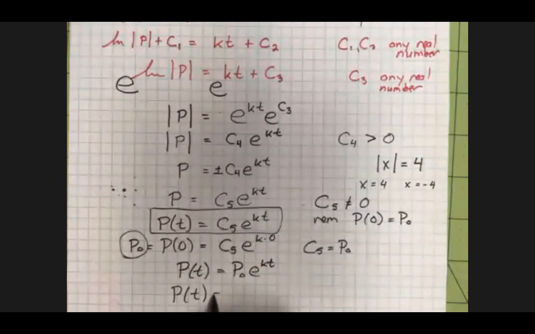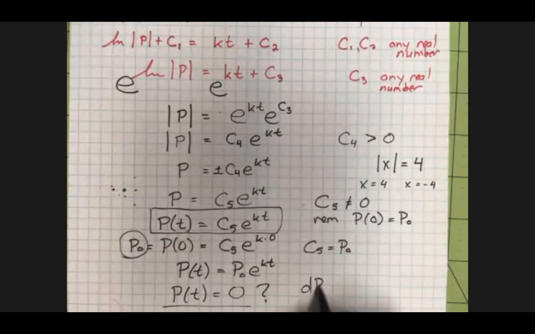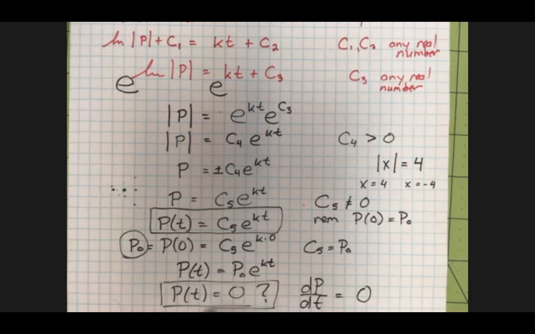What about this function? This function clearly solves the differential equation. The function that's constantly zero has zero derivative, and k times the function that's constantly zero is equal to zero. So my answer doesn't predict this. I have failed. Or did I fail?